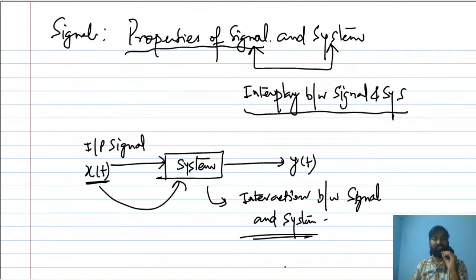Just understand the language. That's it. Because many people just go through the topic, pick up a question and solve it. They don't understand why they are studying signals and systems. So when a signal interacts with the system, it gives you the output. So the interaction between signal and system is very, very important.